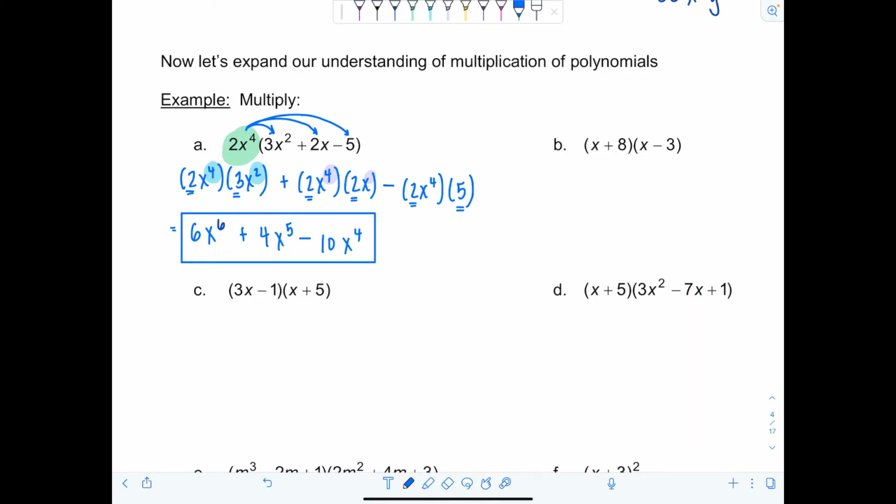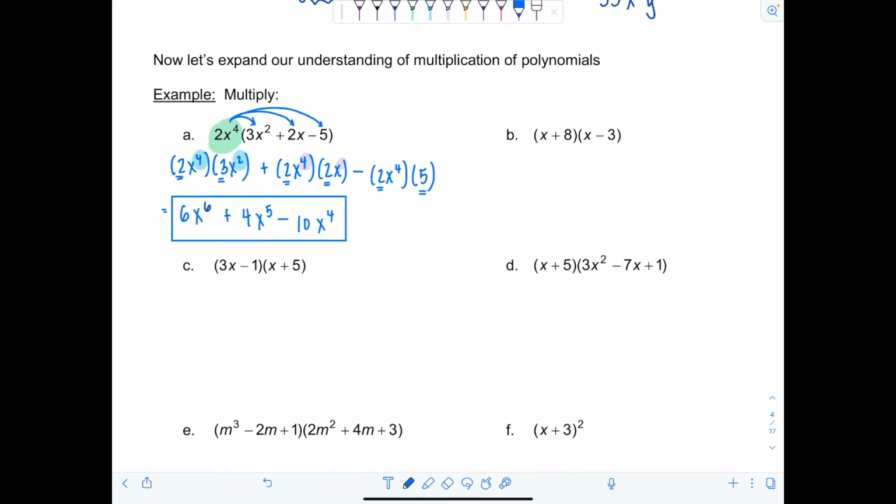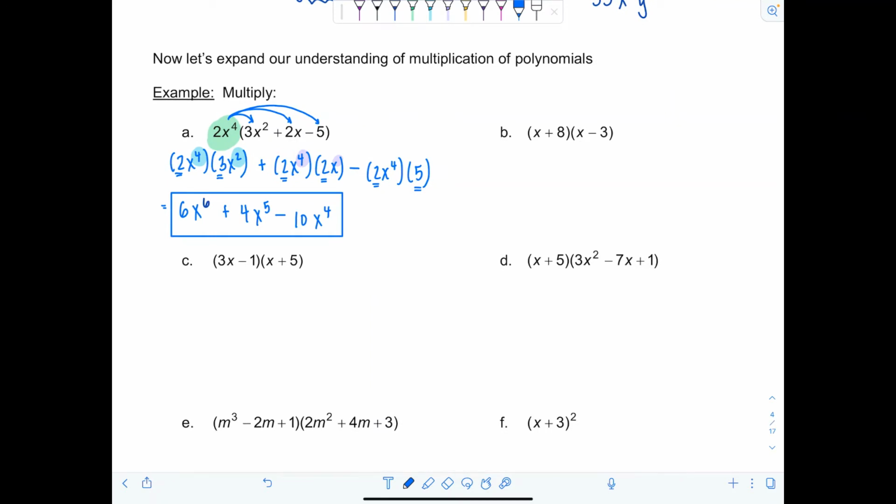Now, example B, we have 2 binomials multiplied by each other. And in this case, we need to FOIL. So what does FOIL stand for? You've probably heard it a bunch of times. You take the product of the first terms in each of the factors, then the outer terms, then the inner terms, and then the last terms. Some people like making a box. I never got into the box, but if it helps you, go for it.